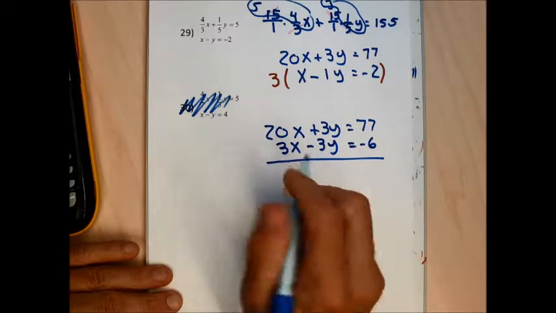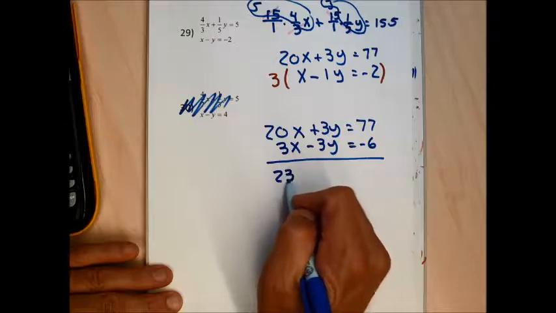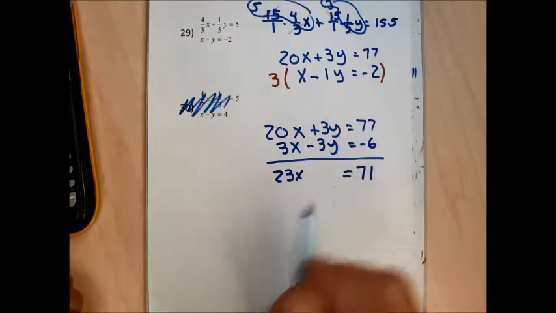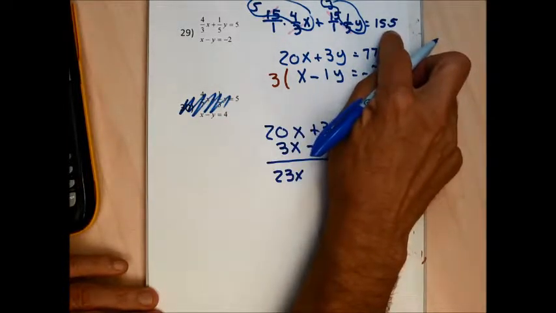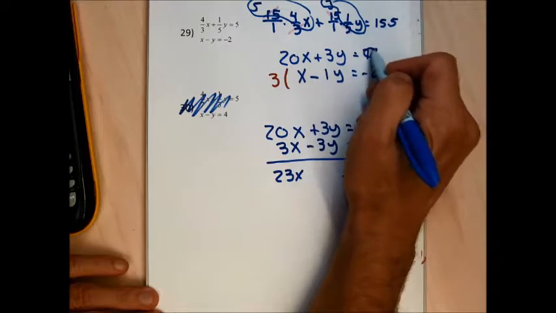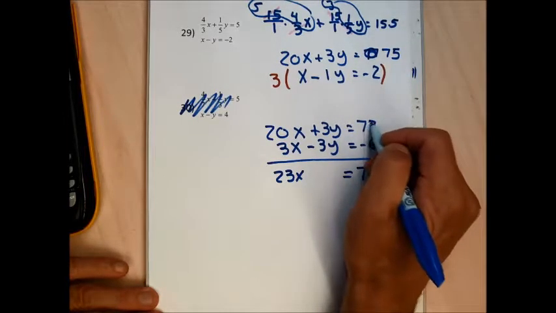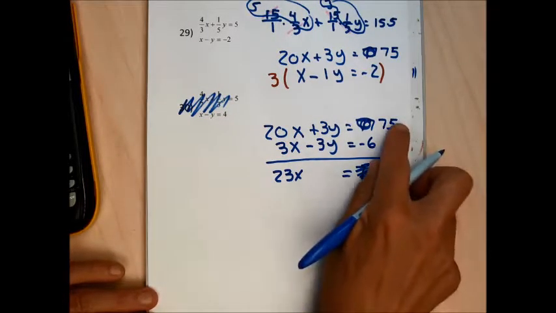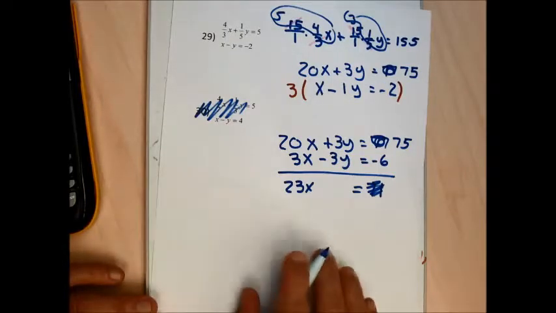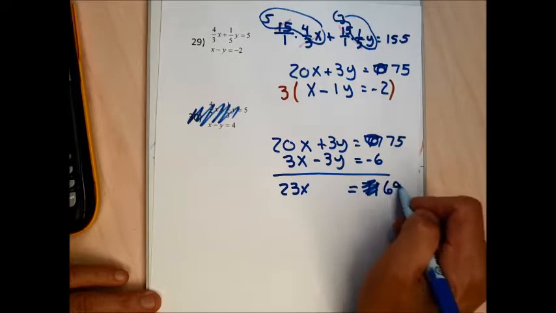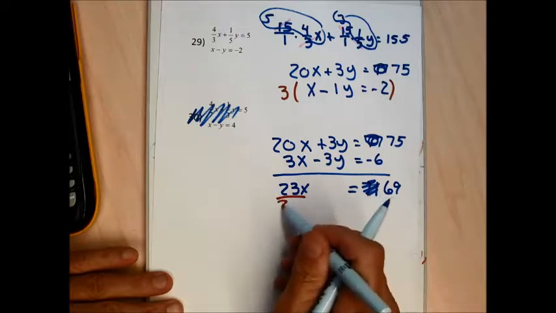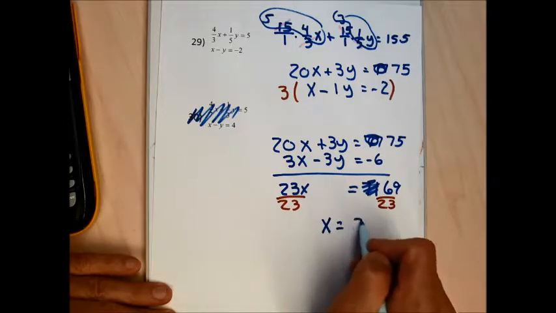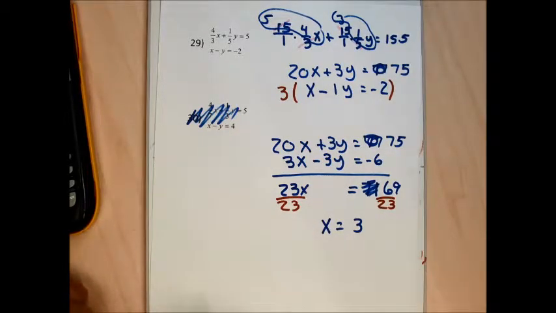Add together 20x plus 3x is 23x. 3y's cancel. 77 minus 6 is 71. It looks like I'm getting another fraction. I shouldn't have written 77 here because 15 times 5 was 75. Not sure where I pulled out the 77 from. But it's going to make a difference here because with the 77, I was going to get a fraction answer. But 75 minus 6 is 69. Now I'm going to divide by 23. I'm going to get x equal to 3 because 69 over 23 is 3.